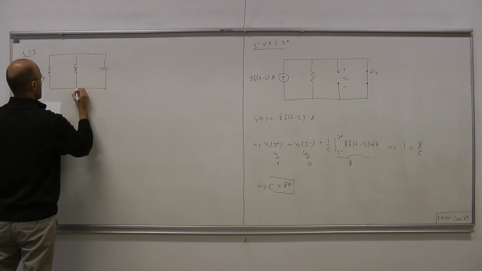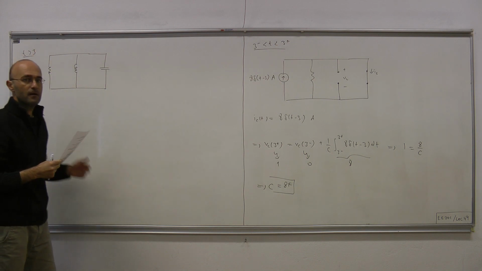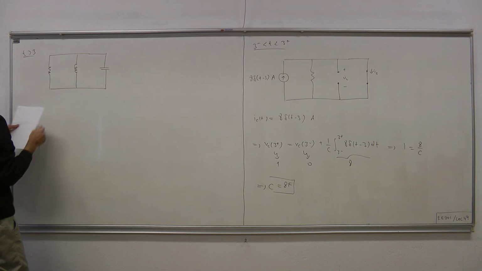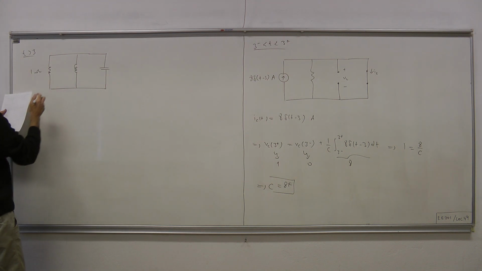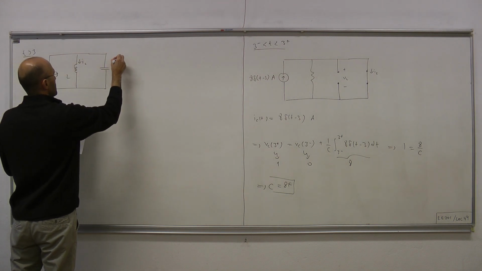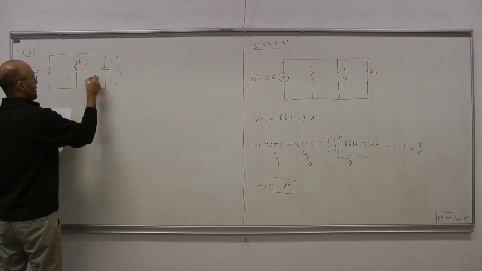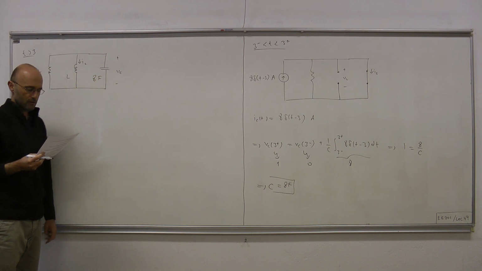So we have the following topology for t greater than 3. We can now forget about the independent source. This is 1 ohm, L henries. This is the capacitor voltage Vc. Now we have figured out the capacitance, which is 8 farads.